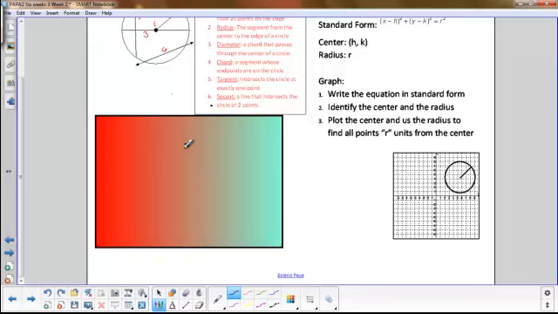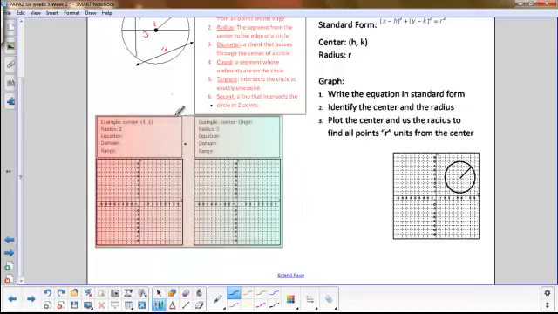Alright, let's go ahead and take a look at a couple of examples here so that we can correctly identify circles. So the center that we're going to start with is 4, 3. The radius is going to be 2. Therefore, the equation is going to be x minus 4 squared plus y minus 3 squared equals 2 squared, which is 4.